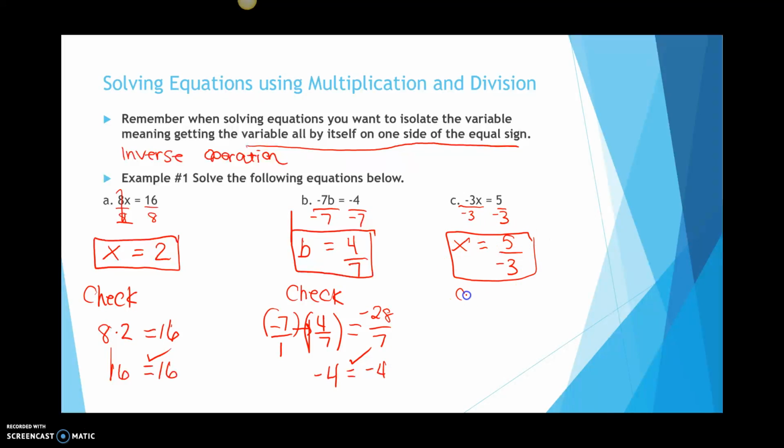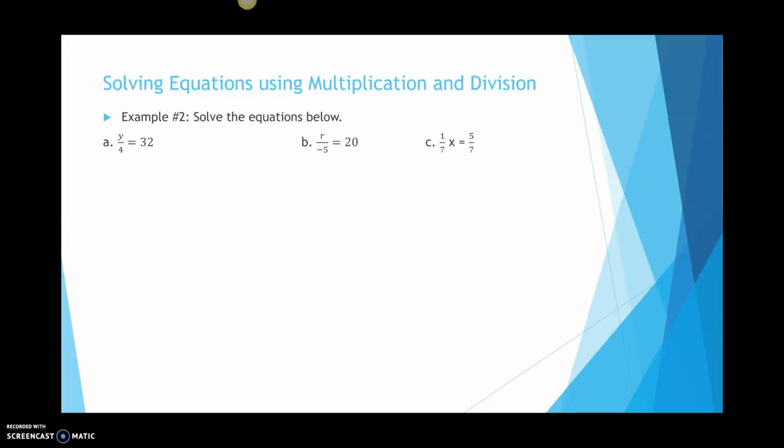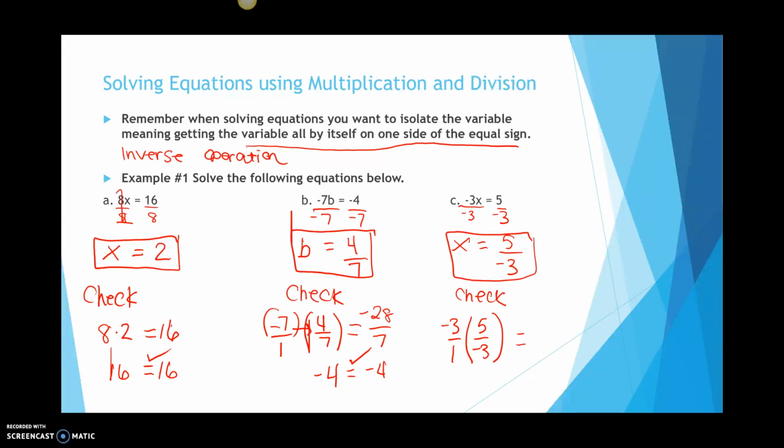And if I check my work, we can plug 5 over negative 3 back into the original. So negative 3 times my x, which is 5 over negative 3. Here we can cross cancel the negative 3's if you wanted to, or you can just multiply across. And my final answer here is going to give me 5, and 5 equals 5. That checks itself out.